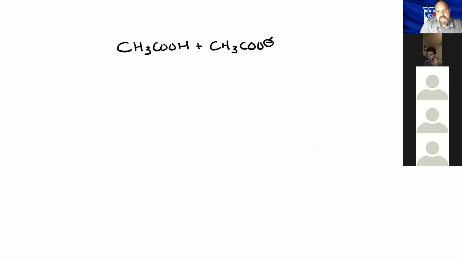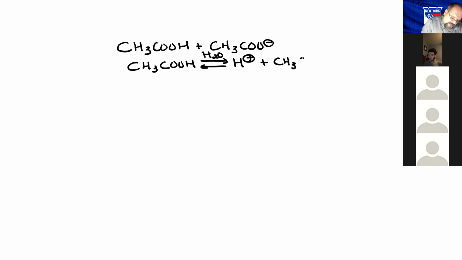So as we talked about in the notes, the way that we would make this buffer is that we would take the acetic acid and place it in water. Let's take a look at that equation for what happens when you take acetic acid and place it in water. So here's that equation.